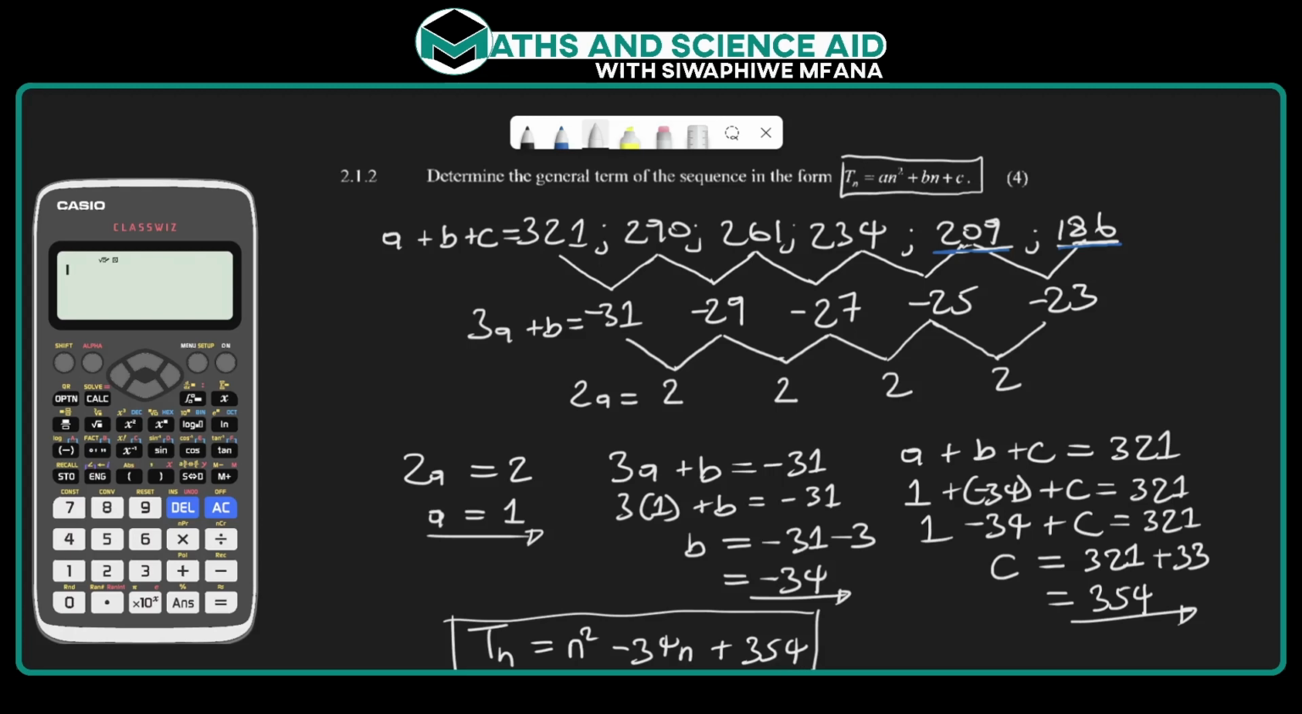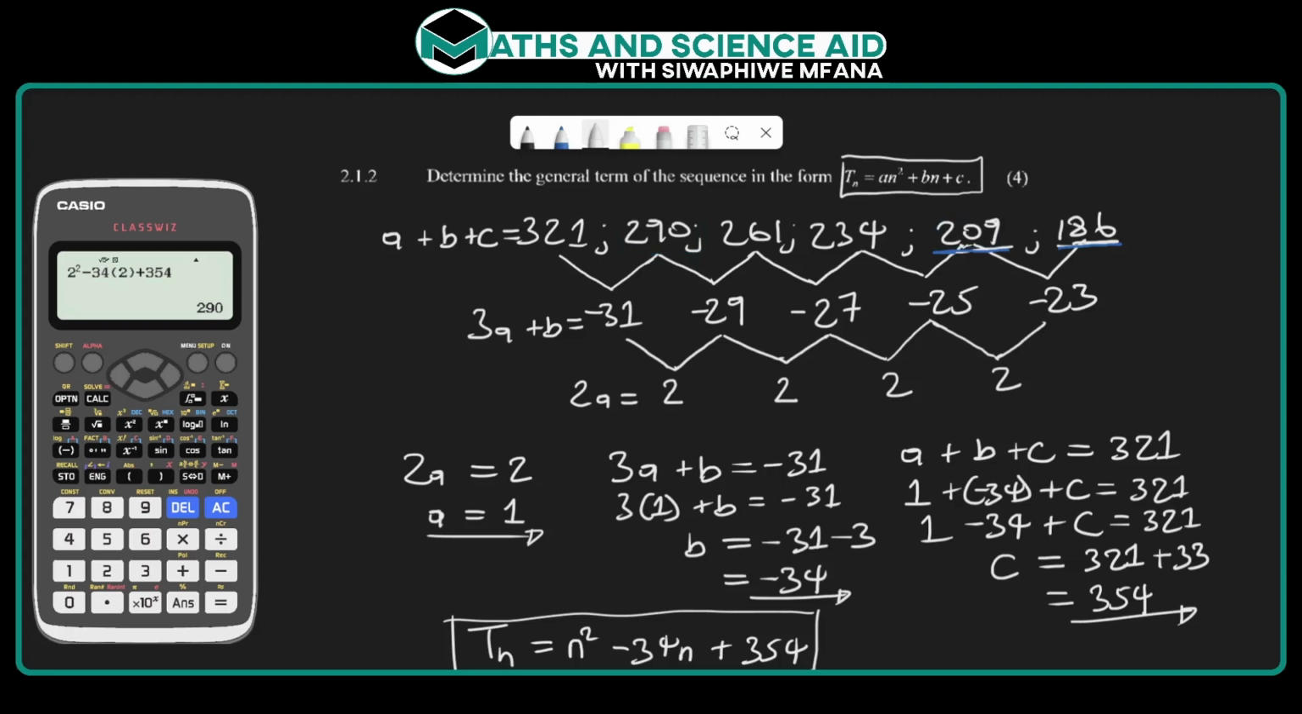And we can verify whether or not it is correct by finding any of the terms that make our sequence. And so, for example, if we want to find the second term here, we can substitute 2 in place of n. So we would have 2 squared minus 34 multiplied by 2 plus 354. And this is equal to 290, which is exactly our second term.